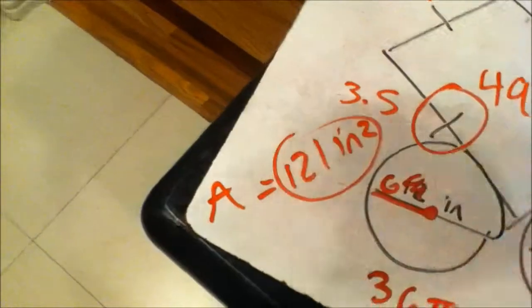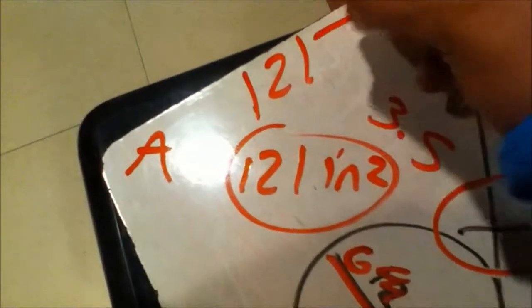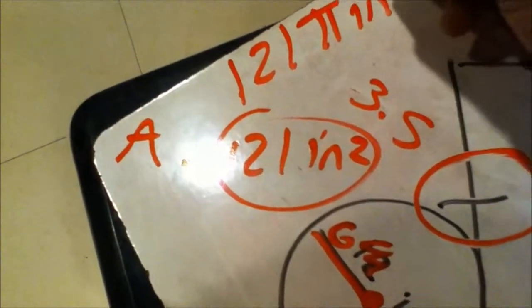Oh, excuse me. Never forget that. My bad. I do that all the time. You still use the circles. It's going to be 121 pi inches squared.